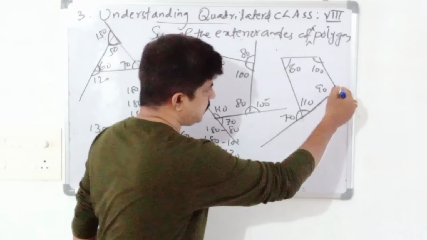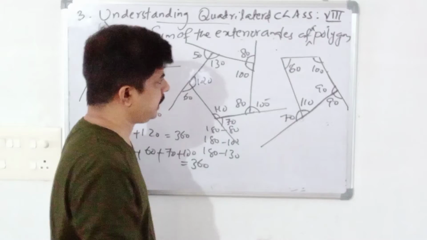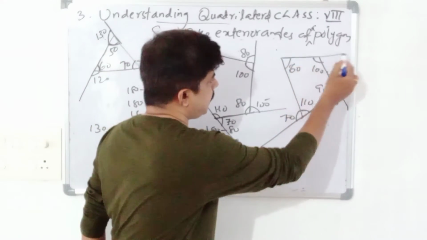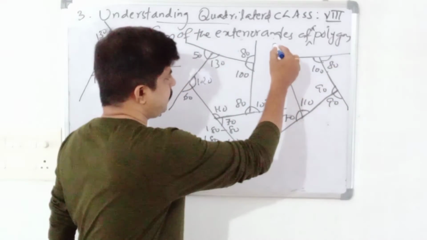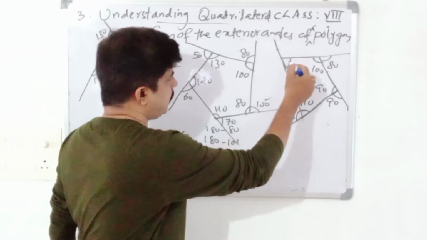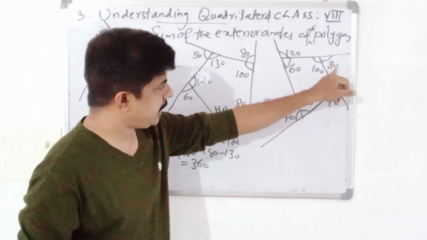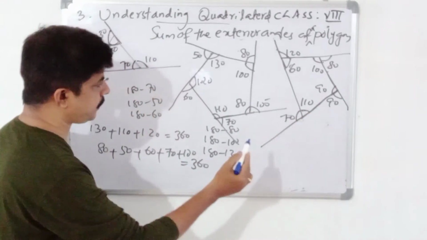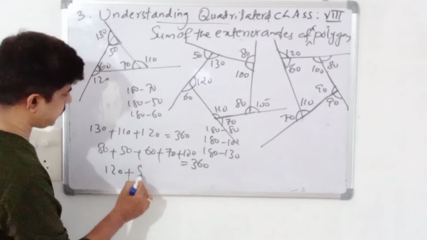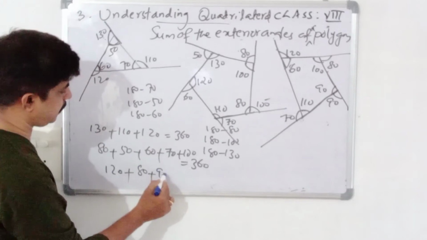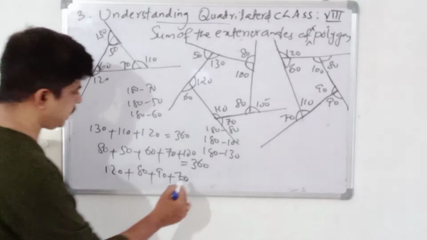Now let us extend this side. Here 90, 180 minus 90, 90. Third side. These two angles form a linear pair. 180 minus 100, 80. Last one we have here 60. 180 minus 60, 120. Here also we get 4 exterior angles: 120, 80, 90, 70. Let us see the sum of the exterior angles. We have 120 plus 80 plus 90 plus 70. 90 plus 70, 160. 240, 260, 360.